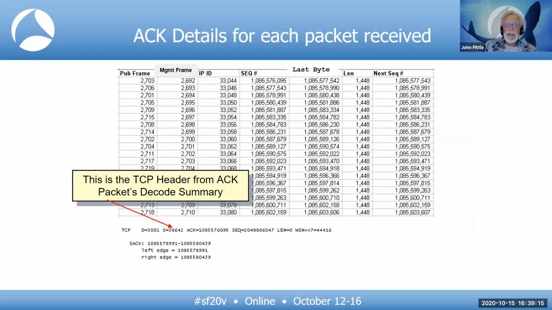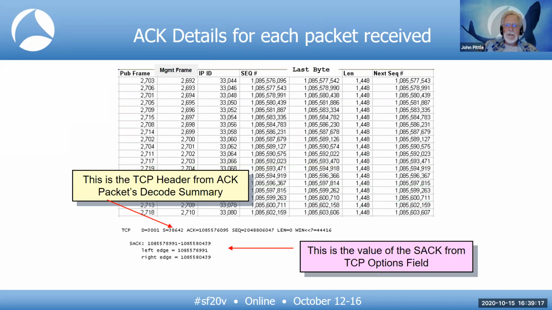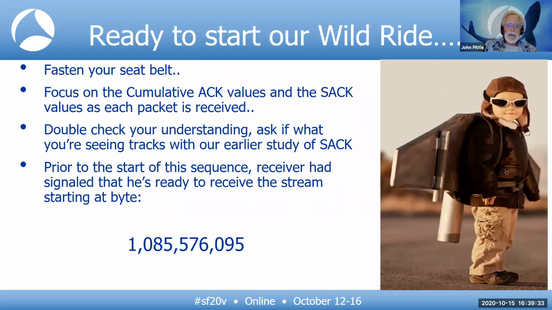You have the TCP header in the bottom, and then we have the SACK field for the packet that just was received, also down there in the bottom. And what we're going to do is step through each packet that's received and pay attention to cumulative ACK and SACK, and really hopefully cement some of the concepts that we were going through earlier.